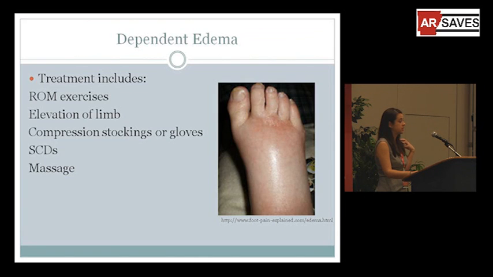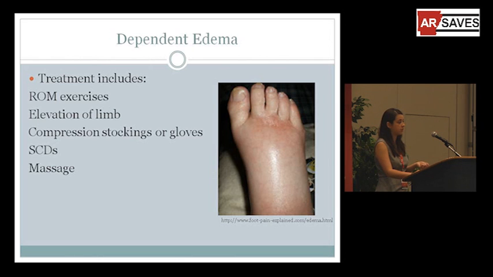And then dependent edema is a big source of problems in the acute rehab setting also. But you do need to rule out DVTs in this patient population if you do see this, because it is also very common, especially within the first week of presentation after stroke. Treatment for dependent edema includes range of motion exercises, limb elevation, sequential compression devices, and then compression stockings or TED stockings to help decrease that.